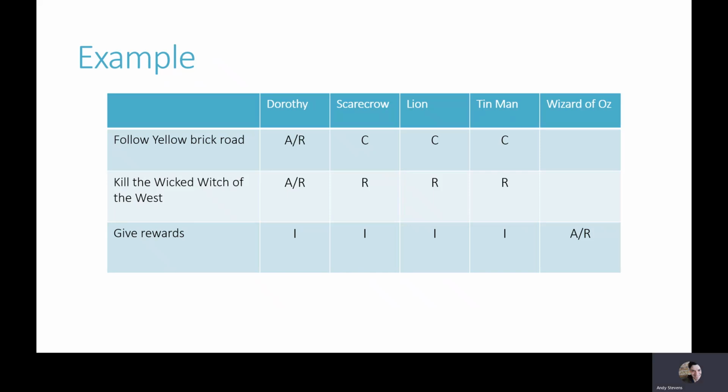When there's the task of killing the Wicked Witch of the West, again, the accountability sits with Dorothy. It's ultimately her leading the group, but they're all involved in that, so they're all responsible for it. And finally, when they have achieved that and they get their rewards back, it is the Wizard of Oz that is both accountable and responsible for giving the rewards. And there's one-way communication from that because the others are informed by getting their rewards, so they are all informed, hence the I in all of their columns.